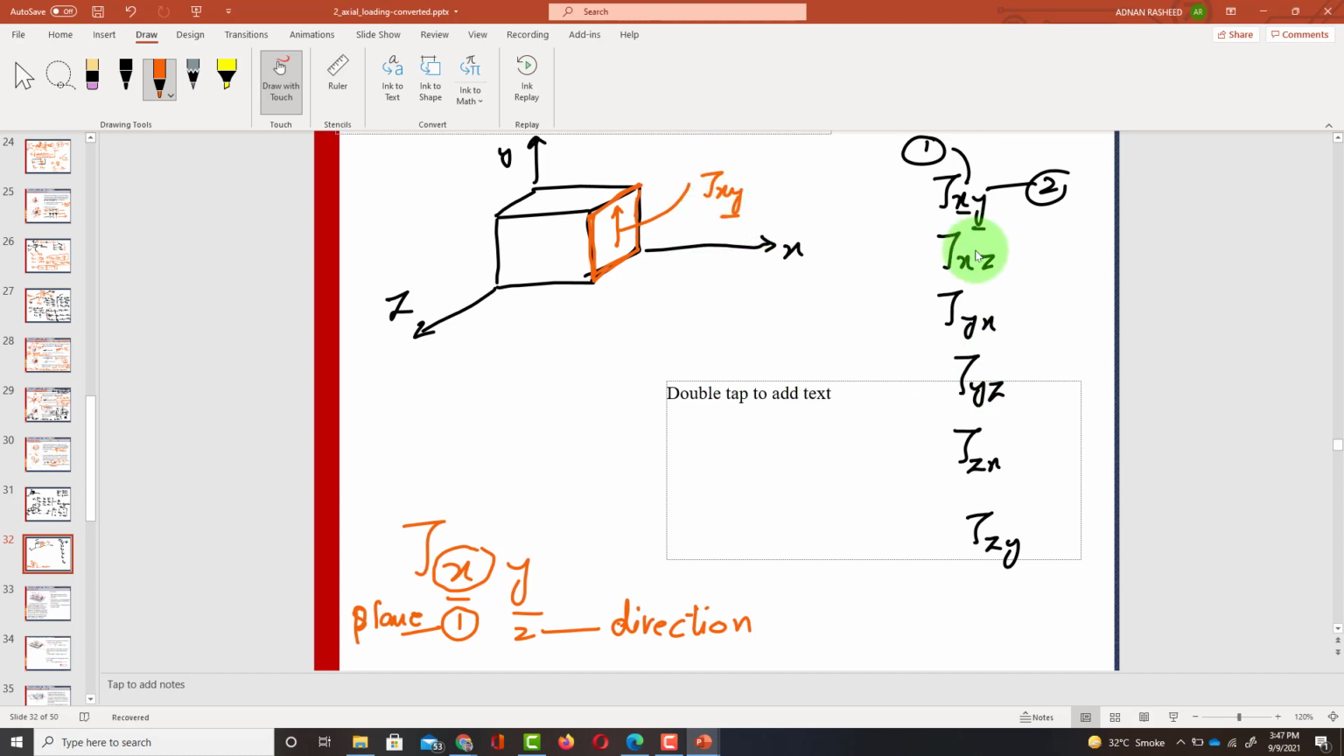Clear? Now we come to tau of xz. What does tau of xz mean? X plane, but in the direction of z. So this is the x plane and the direction of z is in this direction. So that is tau of xz.